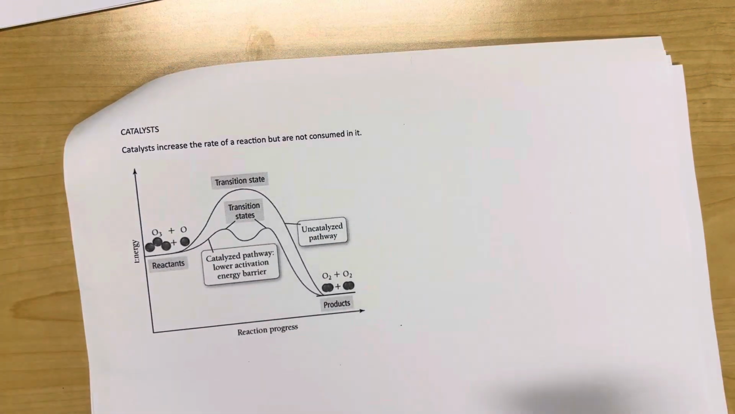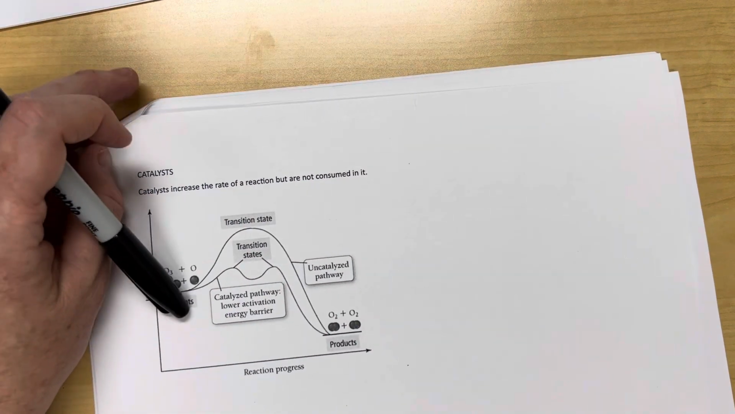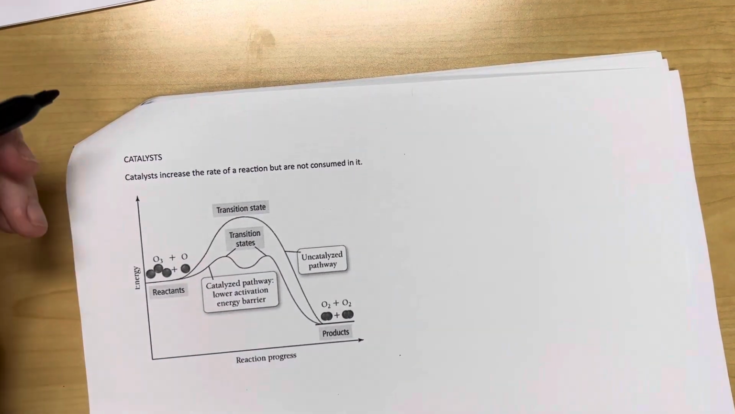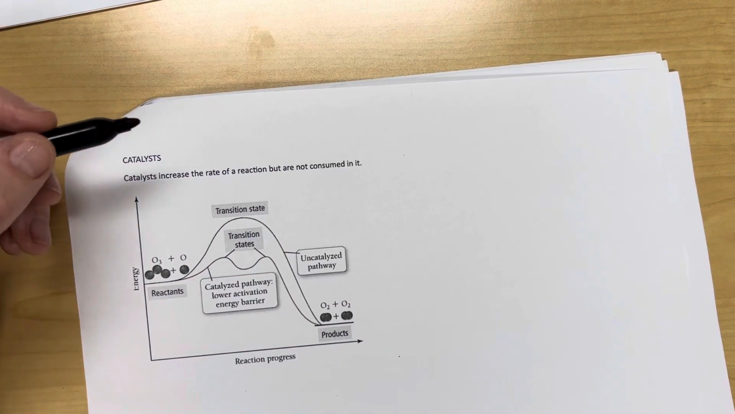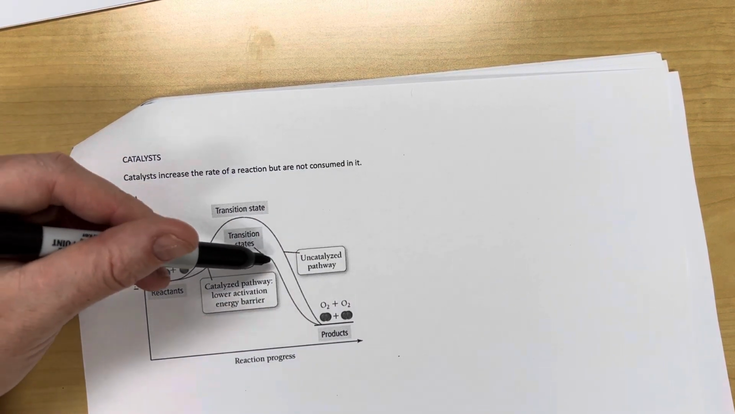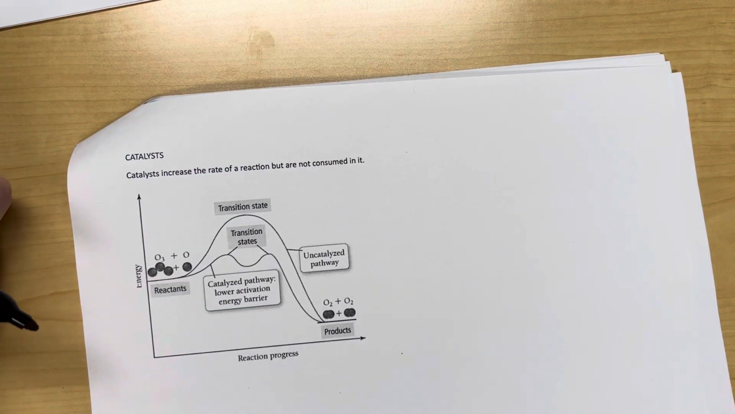Last but not least, catalyst. We didn't spend a whole lot of time here. Mainly, catalysts increase the rate of the reaction, but they're not consumed in it. They do this by lowering the barrier energy, the activation energy.